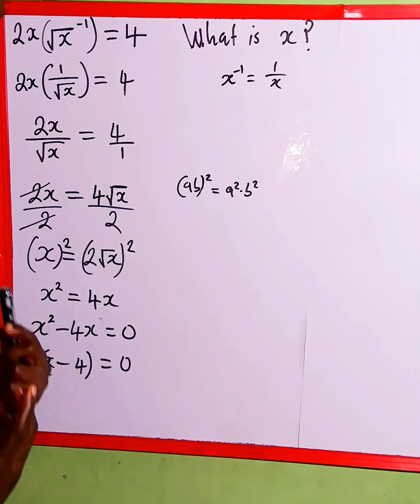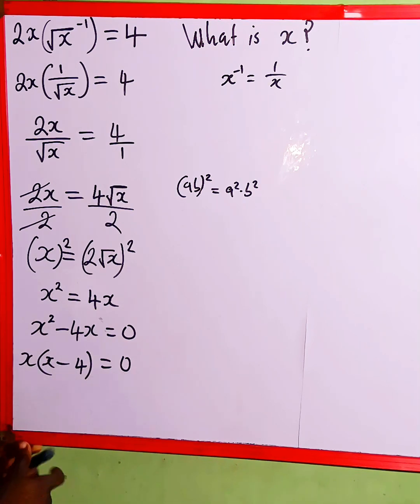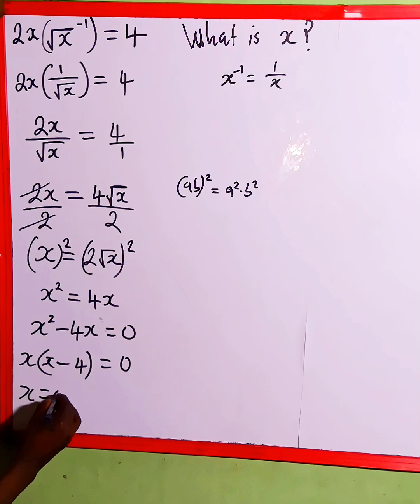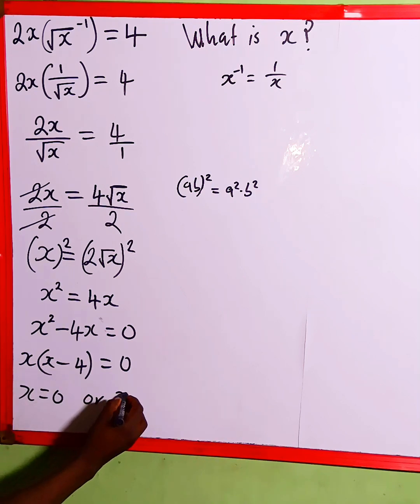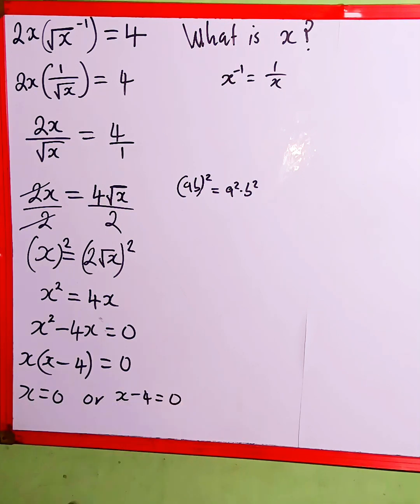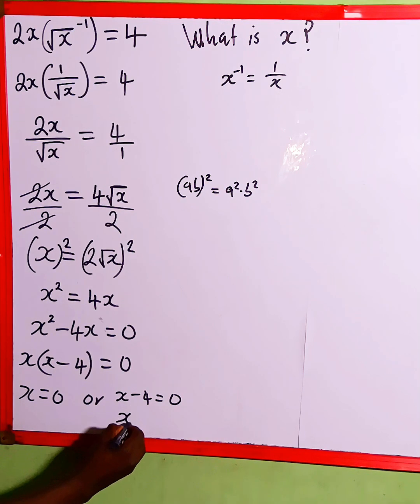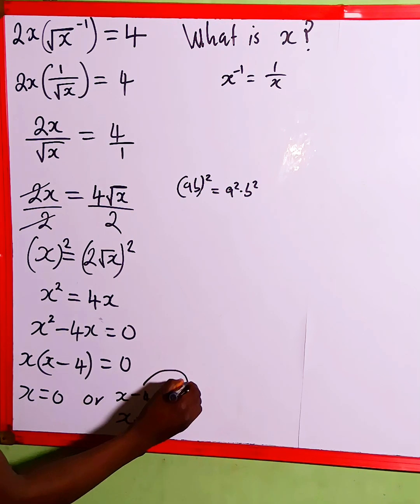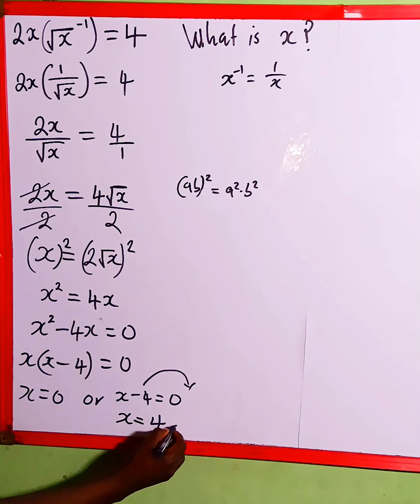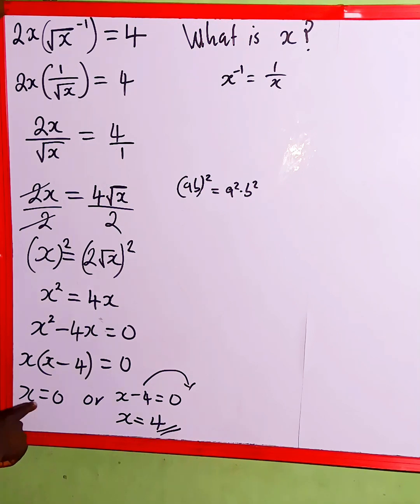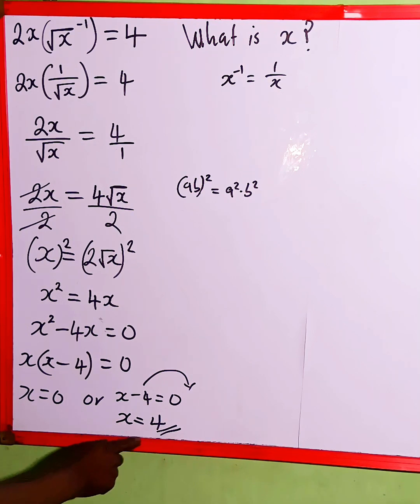And remember, when two terms multiply to be 0, it's either the first one equal to 0 or the second one, x minus 4, equal to 0. Now let's solve for the second value of x from here. So x now will be equal to, when we take this to the right hand side, positive 4. So therefore, x is equal to 0 or x is equal to 4.